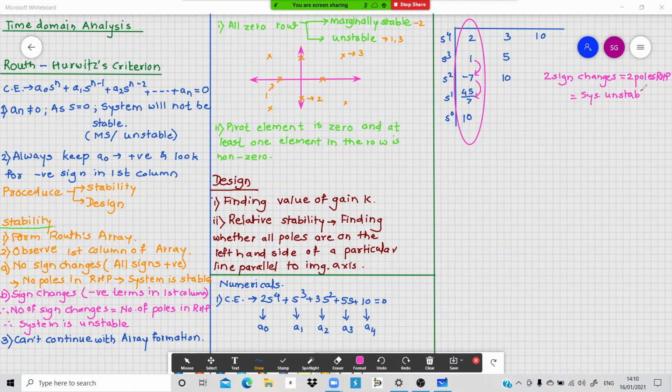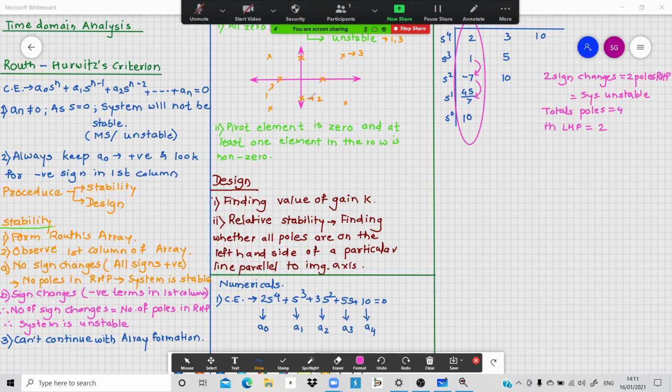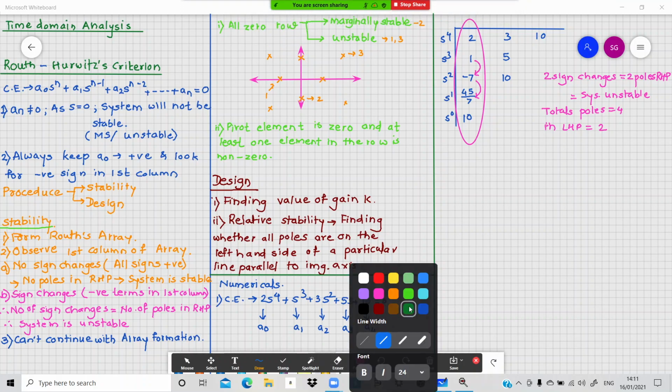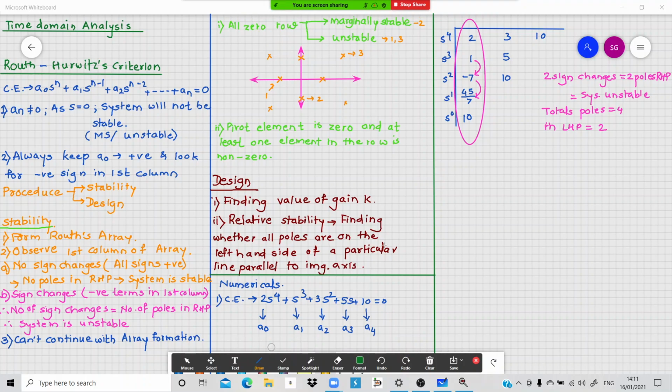Total number of poles: s raised to 4, so the order is 4. Total poles 4, and that means in LHP, 4 minus 2, the number of poles will be 2. Okay, on the imaginary axis there is not a single pole. Why? Because nowhere have we observed this condition. So there is no marginal stability condition. That means on the imaginary axis no poles are lying. Okay.